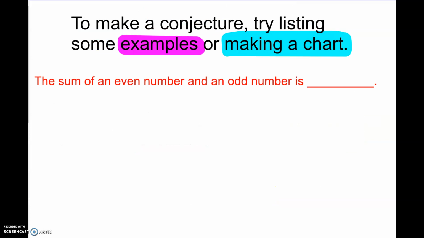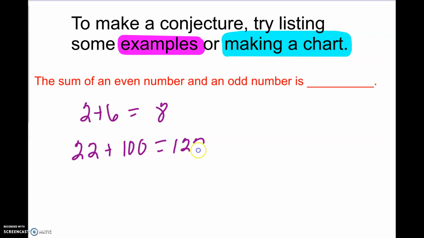To make a conjecture, you try listing some examples or making a chart. So here, the sum of an even number and an odd number. What would we be able to conclude? What is our conclusion, or our conjecture? So the sum of even numbers. Let's just take two even numbers. 2 plus 6 is 8. 22 plus 100 is 122. 36 plus 72, what's that?